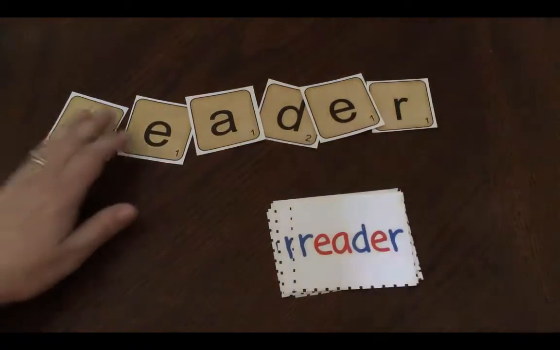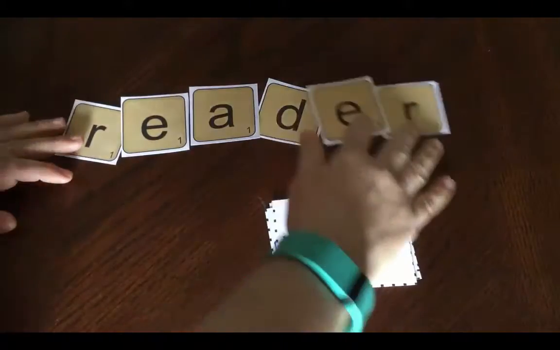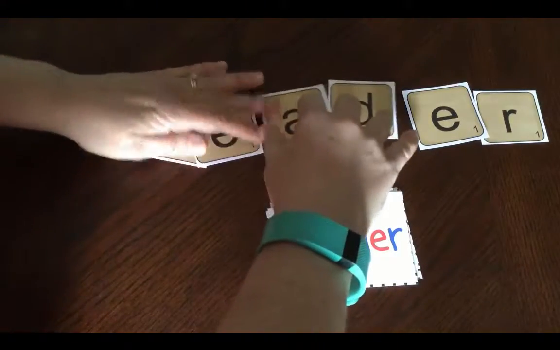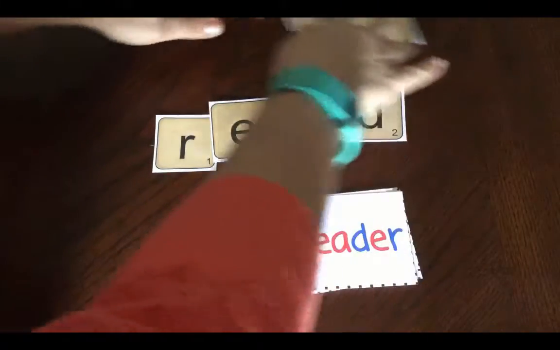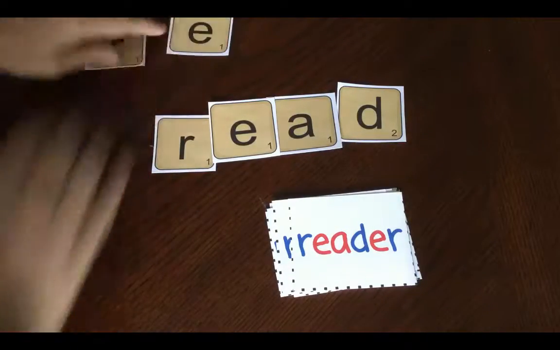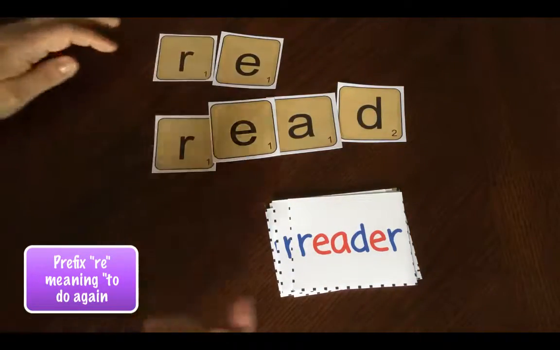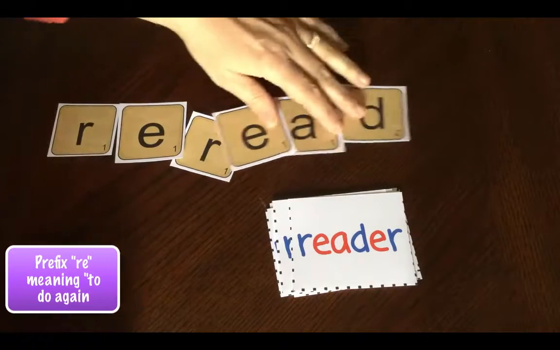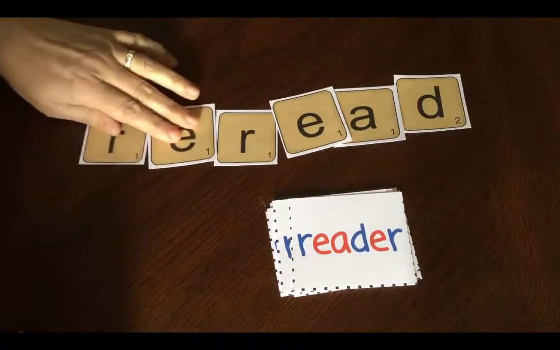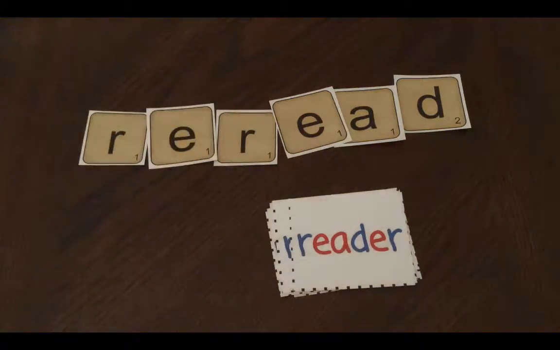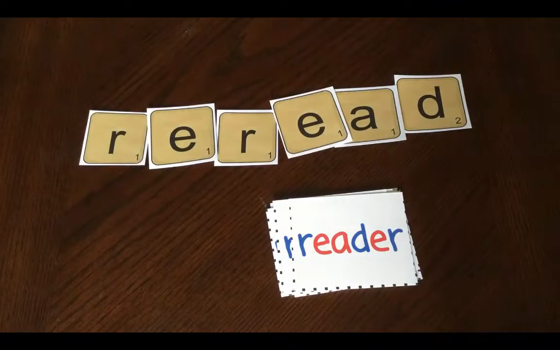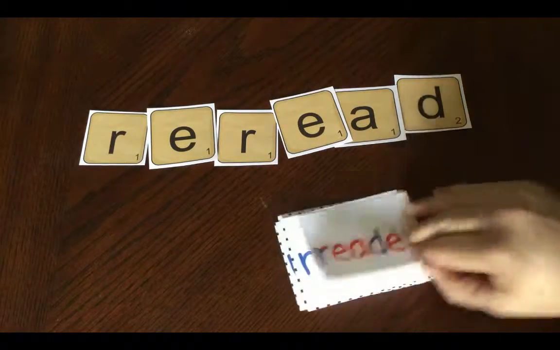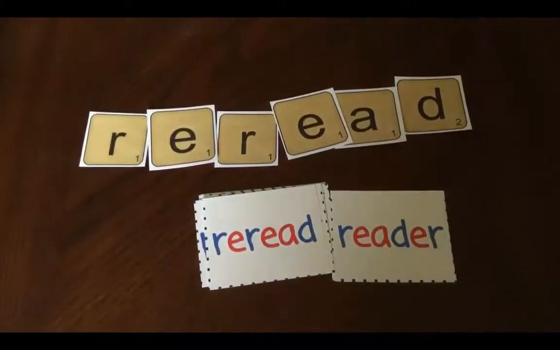But let's take a look at read and watch what happens when we take the ER off of the end and then we move it to the beginning. We can have the prefix re, meaning to do again, and now rather than having a reader, we are going to reread something. Reread.